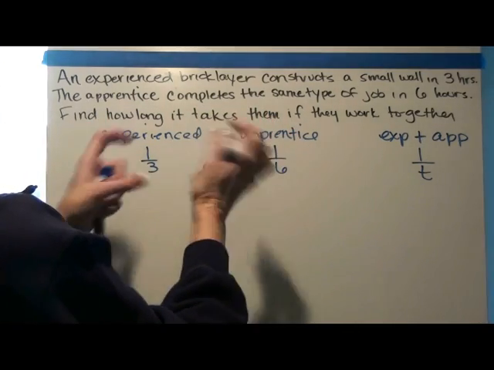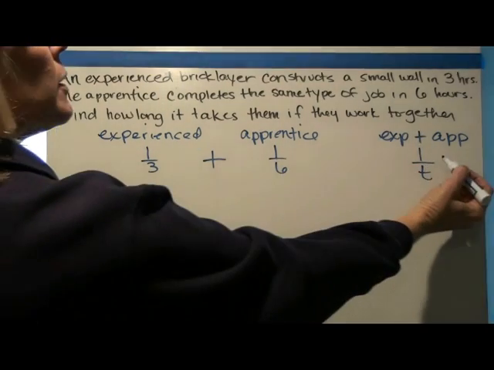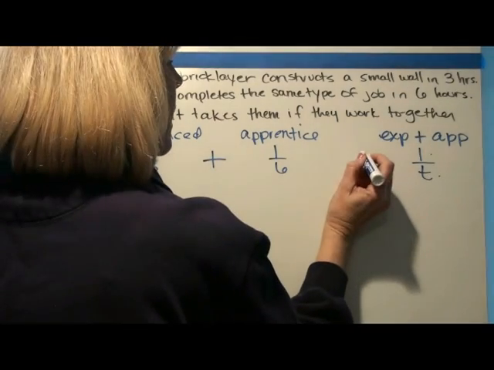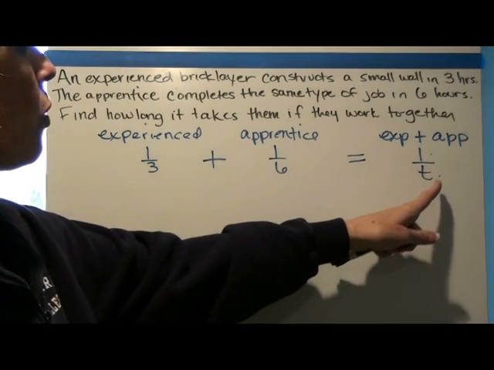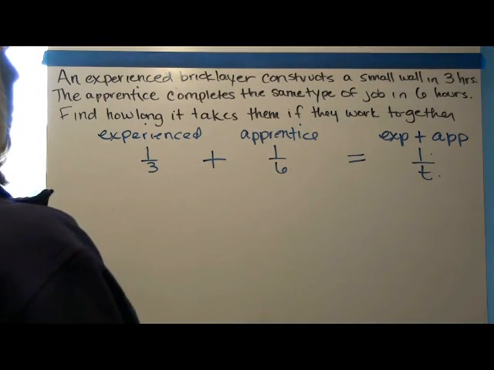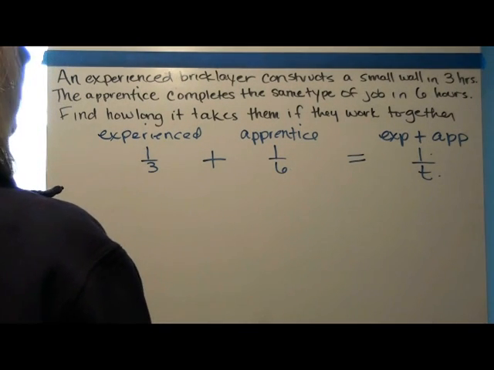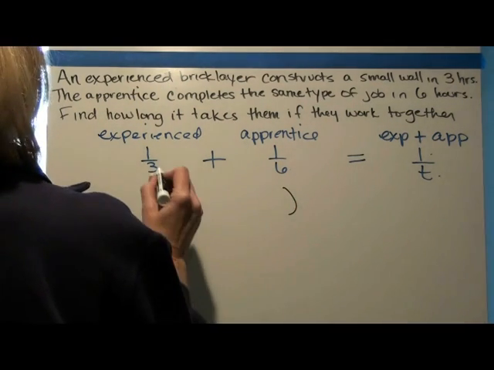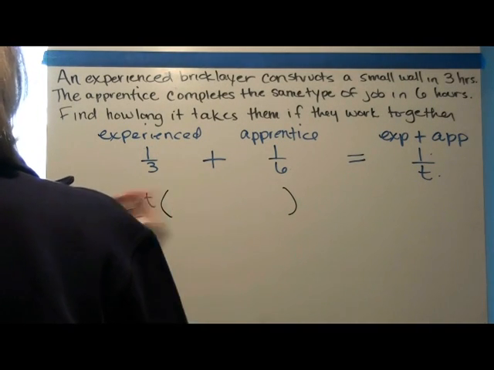When you add their work together, you get 1 out of some unknown amount of time. When we solve this, we will find out how much time it took for the whole project. This is a rational equation, so we're going to multiply through by the common denominator. The common denominator in this case appears to be 6, and we need a t. So we're going to multiply by 6t.